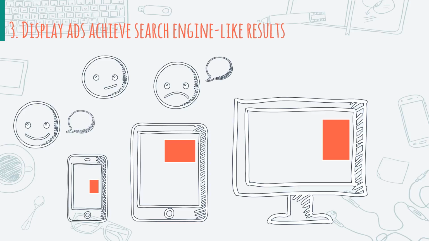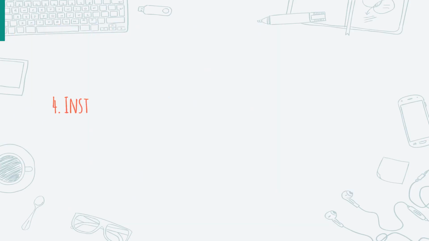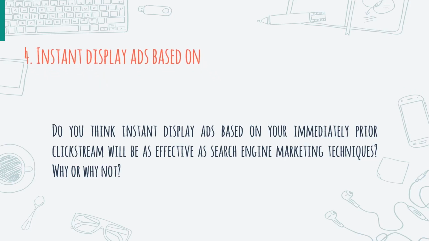The programmatic platforms also track the response to the ads in real time and can change different ads and test for effectiveness based on the platform's experience. To the last question, whether instant display ads based on the immediately prior clickstream will be as effective as search engine marketing techniques depends on the selection range.